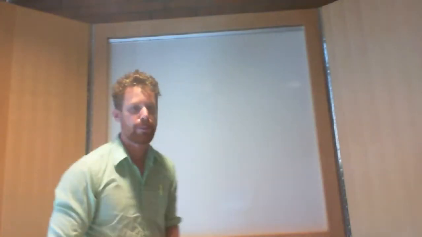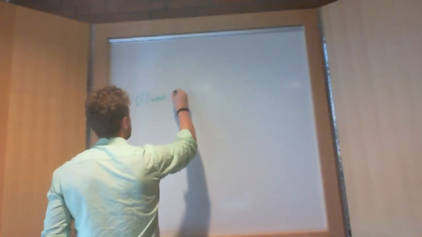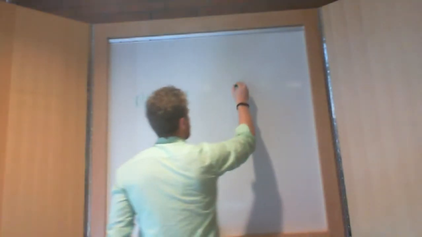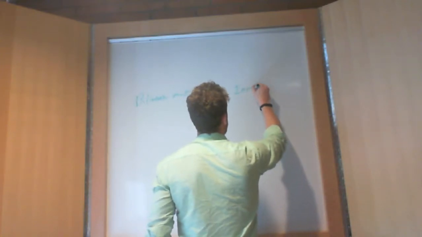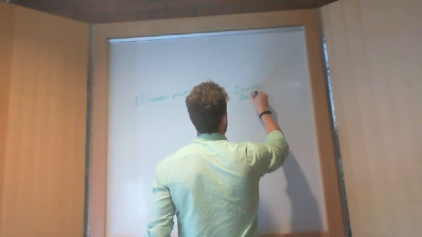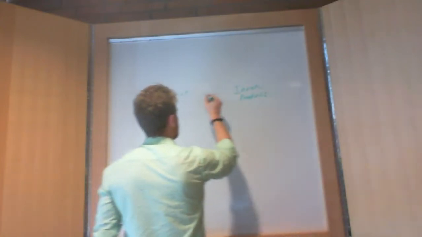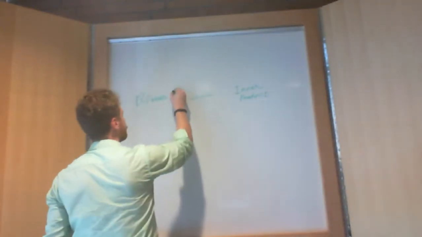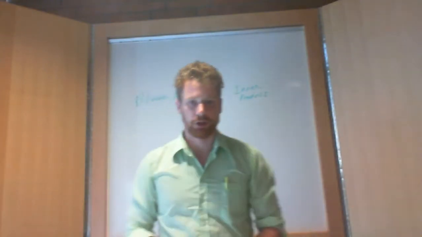Hello. Today I want to talk to you about two concepts. I want to talk to you about a bilinear map and an inner product, and the relationship between the two. Sorry, not a bilinear map, a bilinear form. And let's talk about the inner product first.